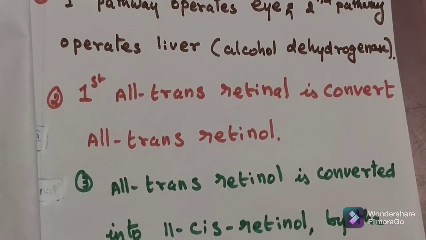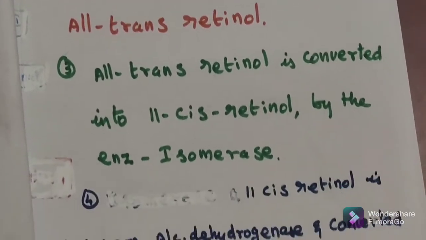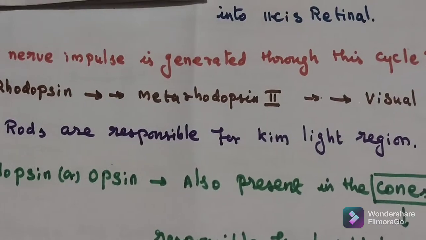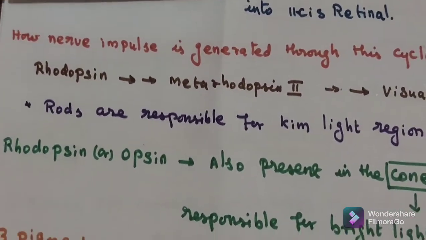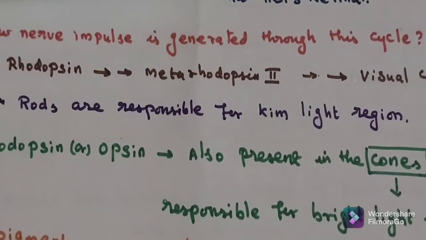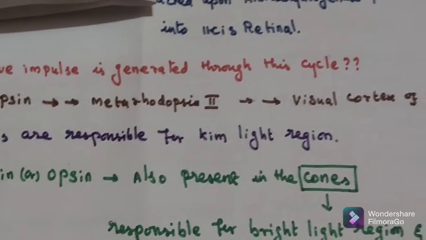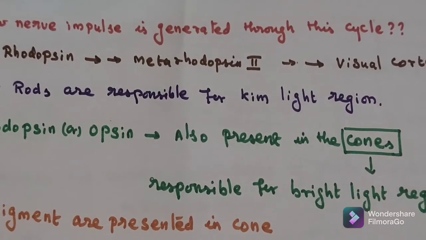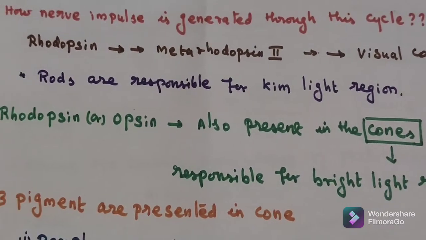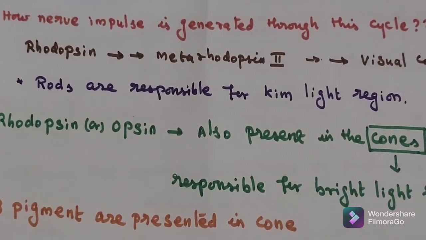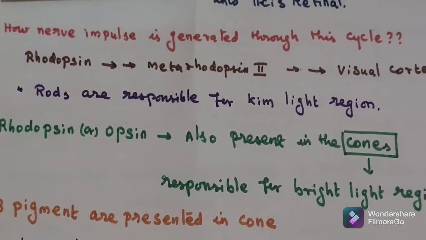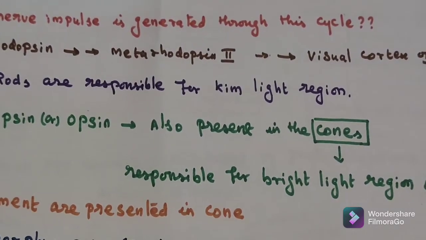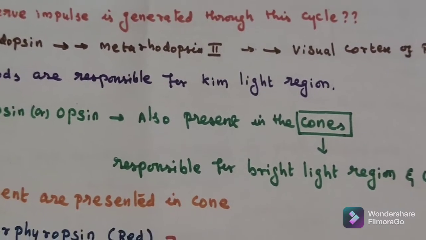This is the continuation of the cycle of Wald's visual cycle notes. Now the impulse is generated through this cycle. Rhodopsin is activated and converted into metarhodopsin, then to the visual cortex from the rod. Rods are responsible for dim light vision. Pigments are also present in cones. The cones are responsible for bright light vision and also color vision.